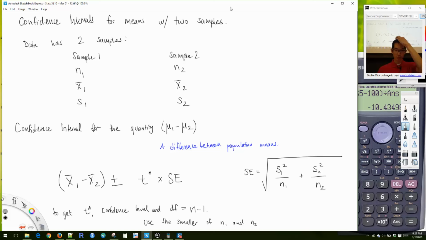Okay? What's our margin of error? T star times our standard error. Okay? Critical value times the standard error. Margin of error. Okay, our standard error is this. Critical value is this. This is the center of our interval.